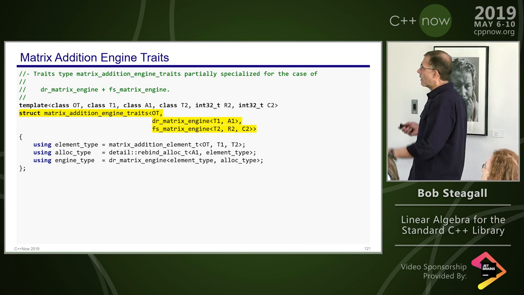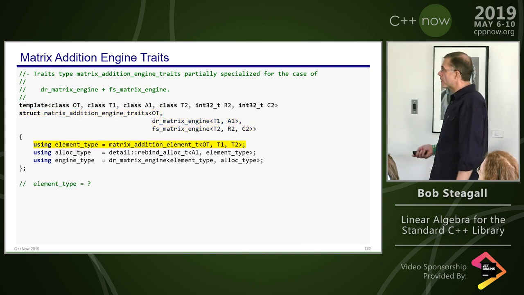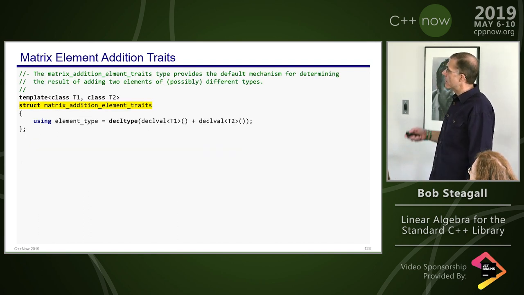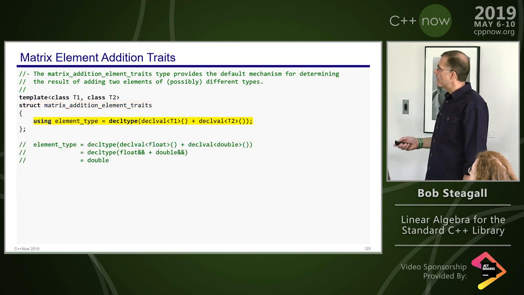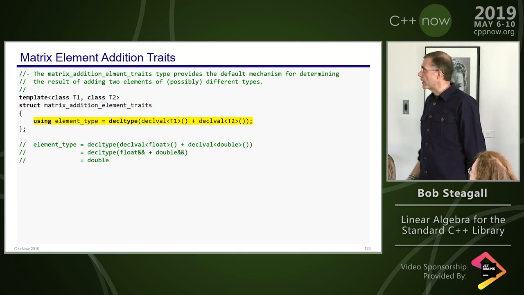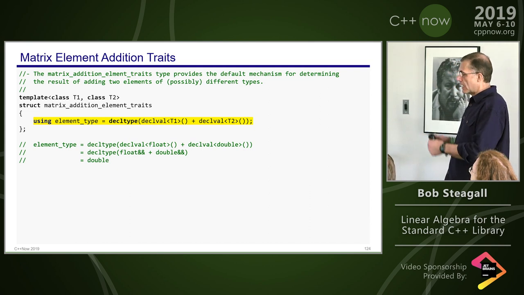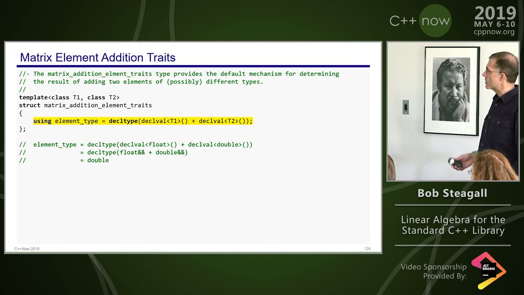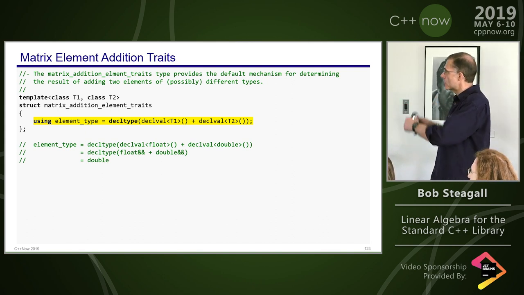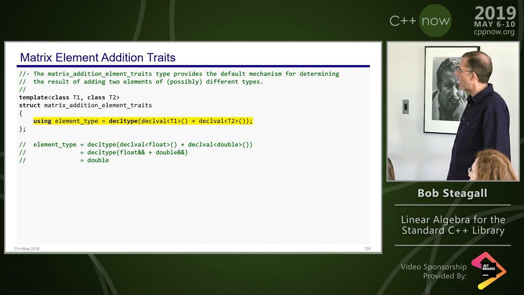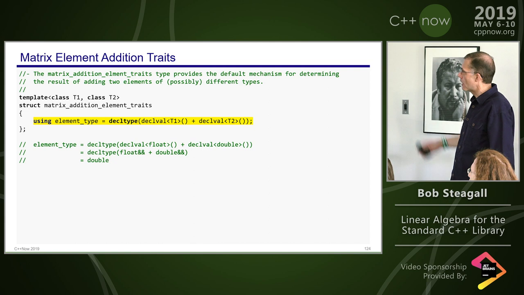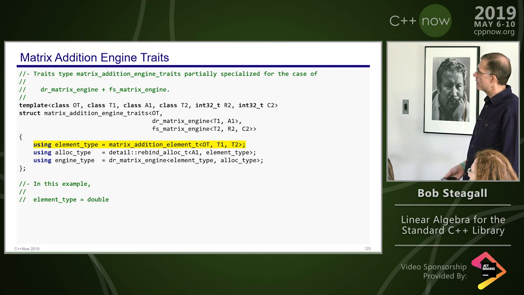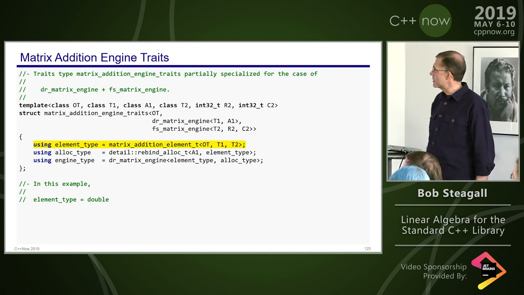I've matched it. Well, the engine says, I'll tell you what type it is, but first I need to know what my element type is. So then I go into the matrix addition element traits, and that just does the standard thing that you might expect. It says, let the two types tell me what the resulting type is. And so I look at the decltype of the declval of addition, and you see the little work through the logic there at the bottom. Okay, my two types, I've got a float and a double. Add them together, the resulting type is double. Great. I know my element type is double. So come back up. Element type is double.